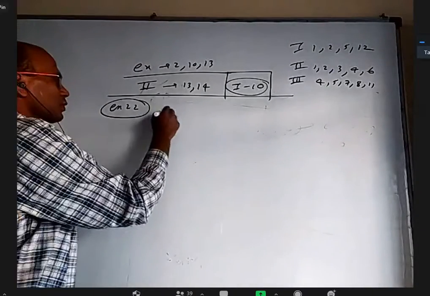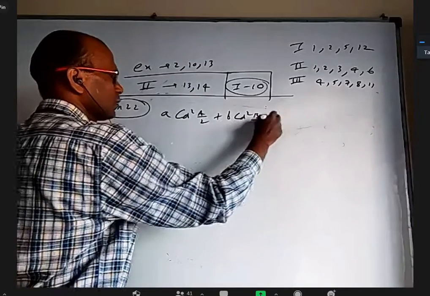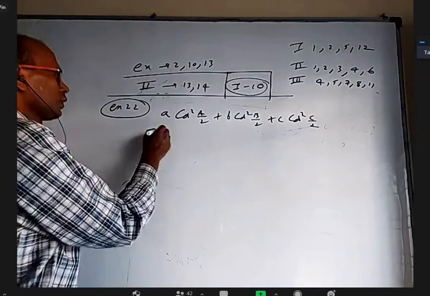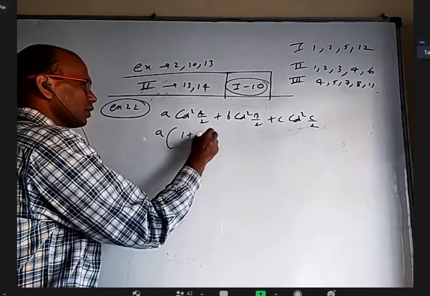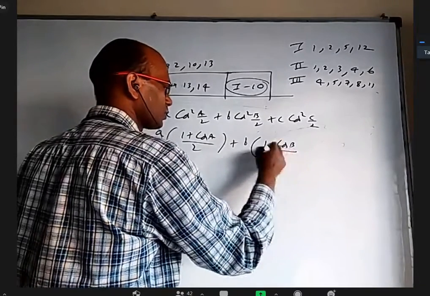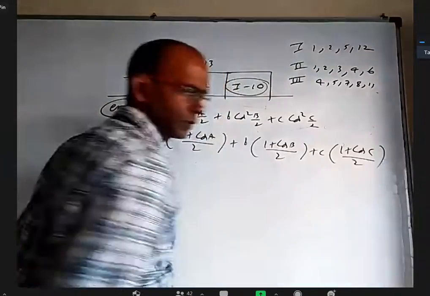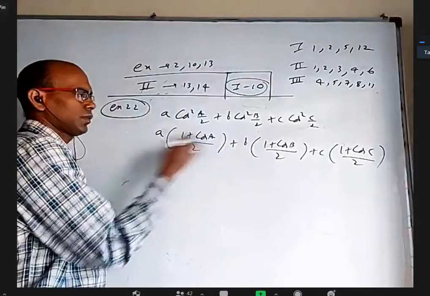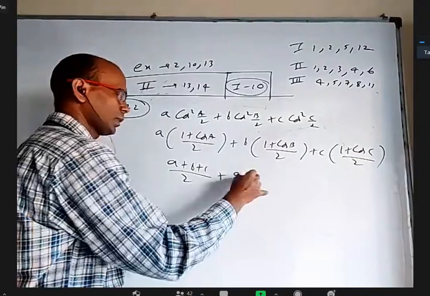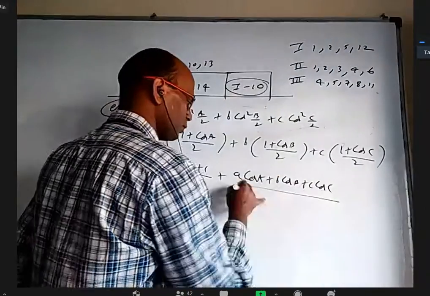A cos square A by 2 and B cos square B by 2 and C cos square C by 2. Cos square A by 2, I can write 1 plus cos A by 2. Cos square B by 2, I can write 1 plus cos B by 2. Cos square C by 2, I can write 1 plus cos C by 2. Now when I expand it, I'll get A plus B plus C by 2 separately, and A cos A plus B cos B plus C cos C by 2.